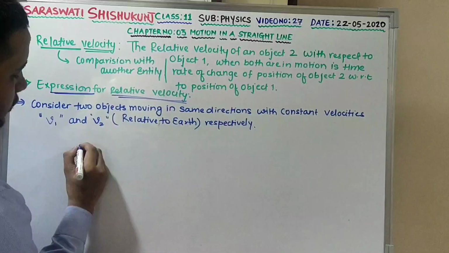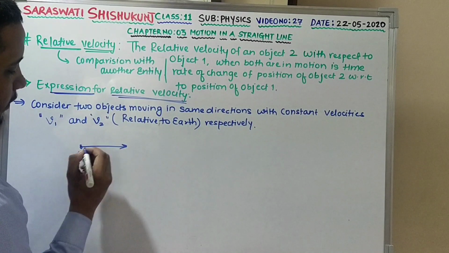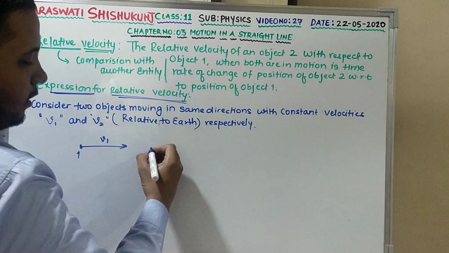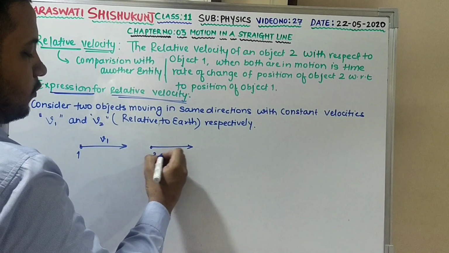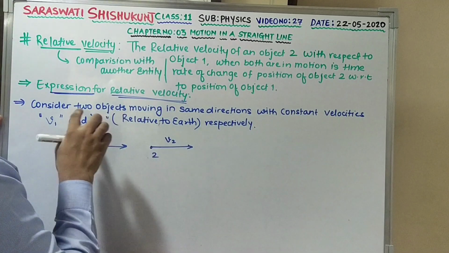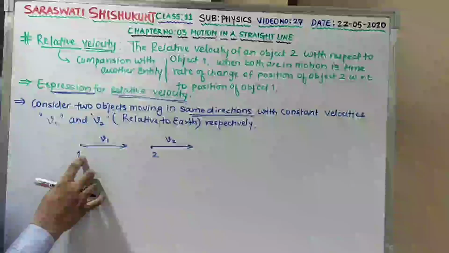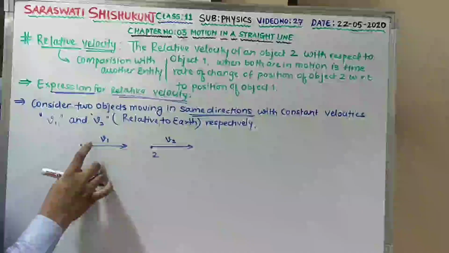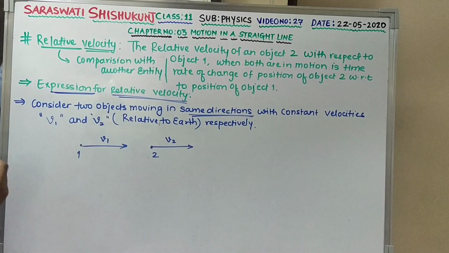Here consider two objects. This is object 1 moving with velocity v1, object 2 moving with velocity v2 in the same direction. There we have mentioned in same directions over here. So both are in the same direction. Object 1 velocity v1, object 2 velocity v2.